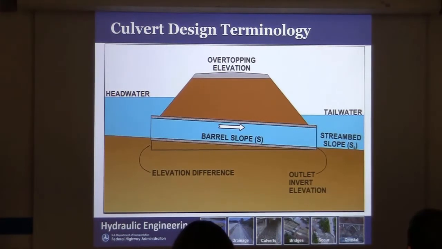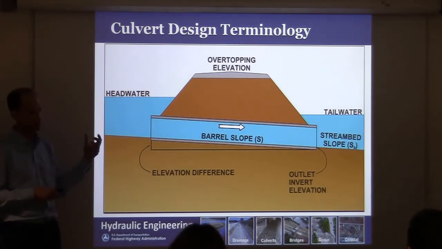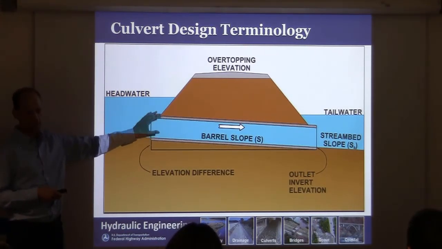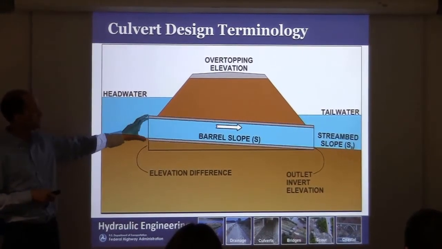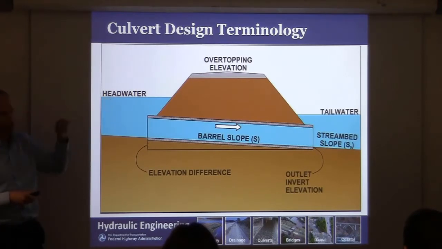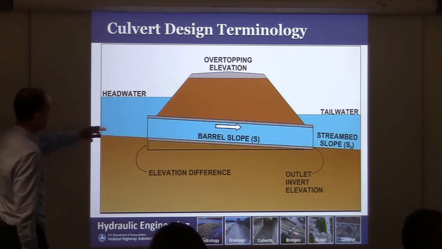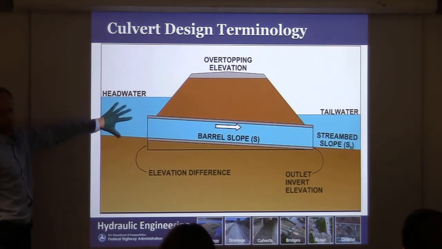And we'll be talking a lot about headwater. Typically, when we do a conventional culvert design, we have a barrel area that more often than not has a flow area that's less than the flow area of the channel. So the water has to contract to go into the barrel of the culvert, and to get the energy to do that, it builds up and ponds water at the inlet of the culvert. And that's what we call the headwater.